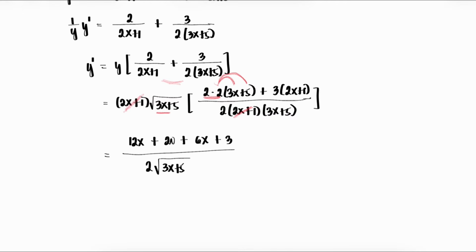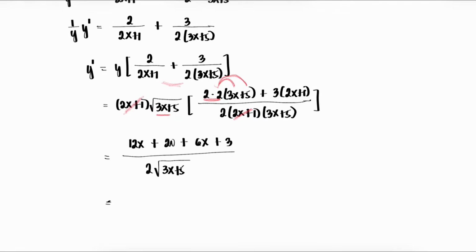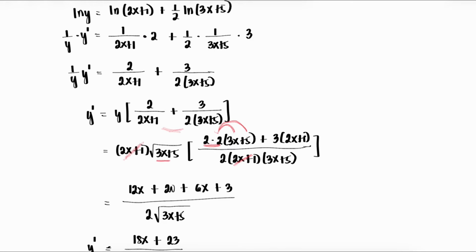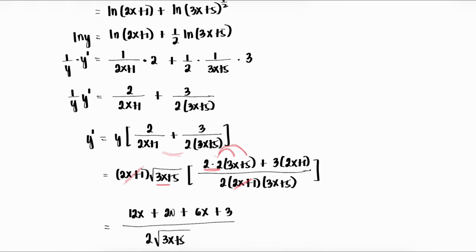Again, because the degree of 3x plus 5 in the denominator in the previous line is 1, and the degree in the numerator is 1/2, so you can combine them. And so simplifying the numerator, that would be 18x plus 23 divided by 2 square root of 3x plus 5. That is our y prime, and that is by logarithmic differentiation.